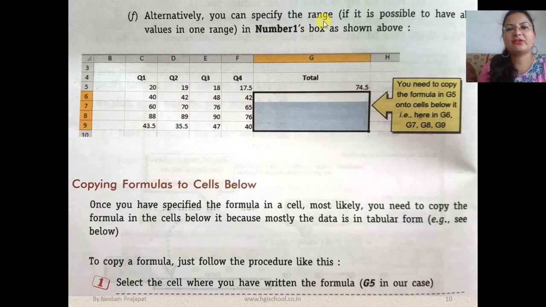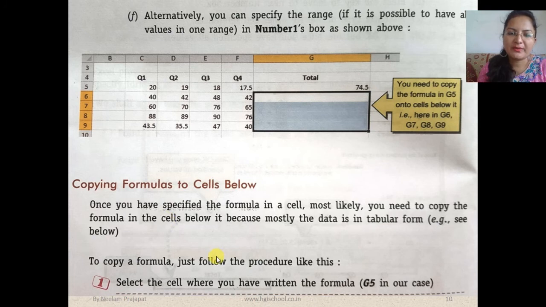Now alternatively you can specify the range, if it is possible to have all values in one range in the number 1 box as shown above. The first row is added and the answer is here. Now what you have to do is copy the formula. Now let's see how to copy the formula. You can see here we are adding C5 to F5, and here we have to add C6 to F6. Here we have to add C7 to F7, and here we have to add C8 to F8, and so on.